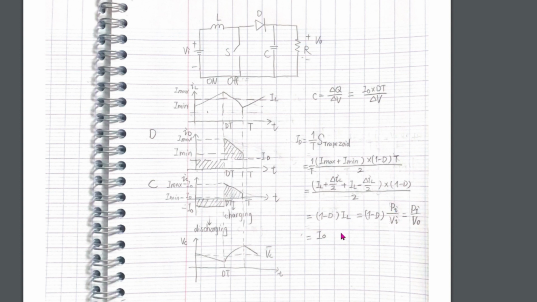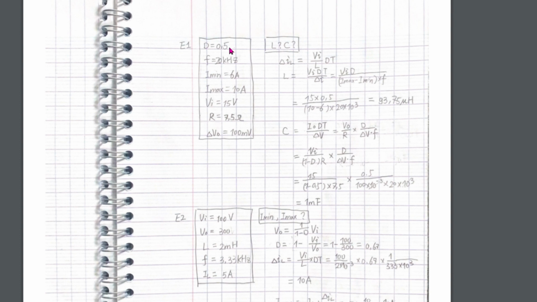Let's do two exercises. For the first exercise, we have D equals 0.5, frequency 20 kilohertz. Minimum current for the inductor is 6A and max is 10A. The input voltage is 15 volts and the resistor is 7.5 ohm. The voltage ripple is 100 millivolts, and we need the inductor and the capacitor parameters.